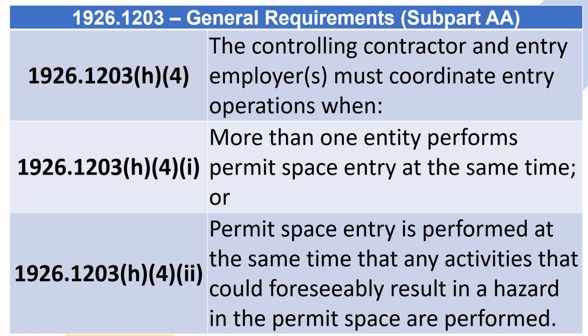1926.1203(h)(4). The controlling contractor and entry employers must coordinate entry operations when: 1926.1203(h)(4)(i) through (h)(4)(ii). More than one entity performs permit space entry at the same time, or permit space entry is performed at the same time that any activities that could foreseeably result in a hazard in the permit space are performed.